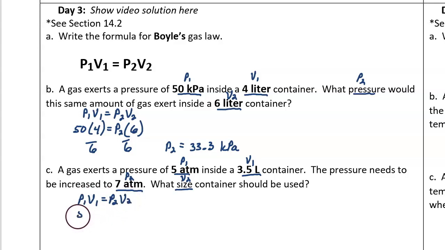For P1, I'm going to fill in 5. For V1, 3.5. For P2, 7, and V2 is the unknown. Algebraically, to get V2 alone, you need to remove where it says times by 7, and that's done by dividing by 7 on both sides. So V2 is equal to 5 times 3.5 divided by 7, which is 2.5. This is a volume, and so our label is liters.